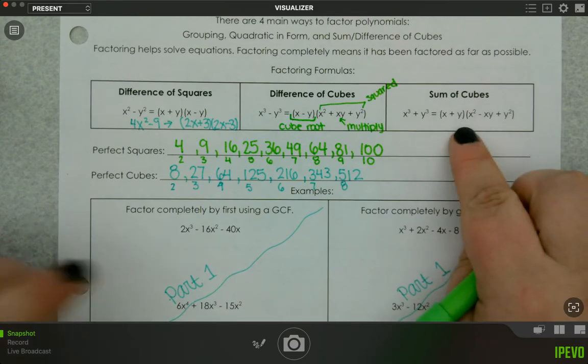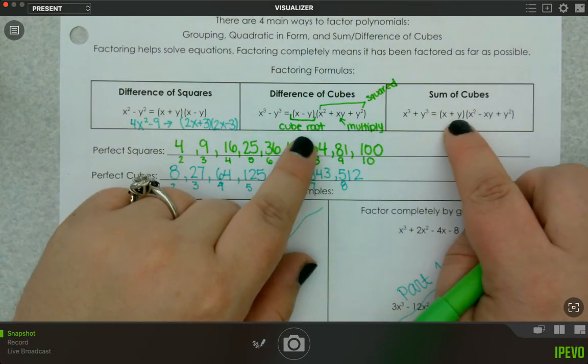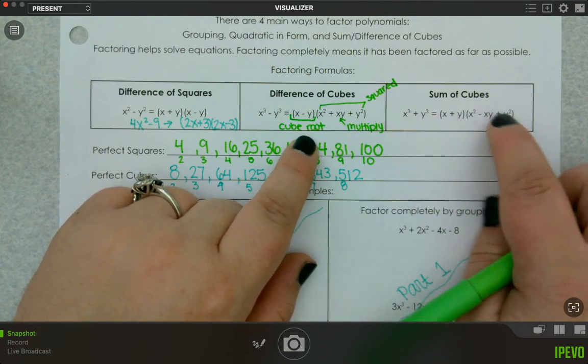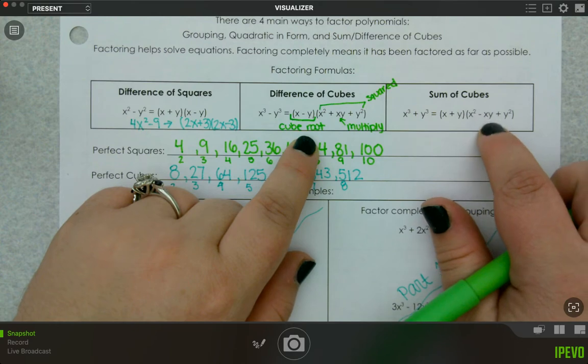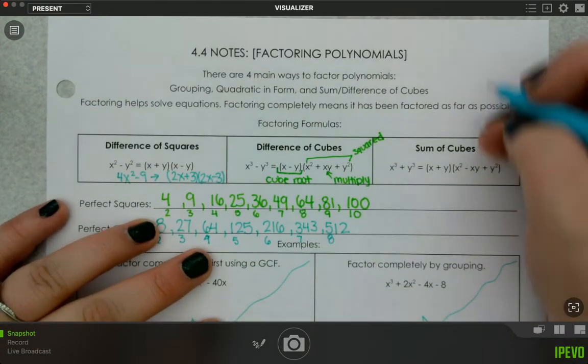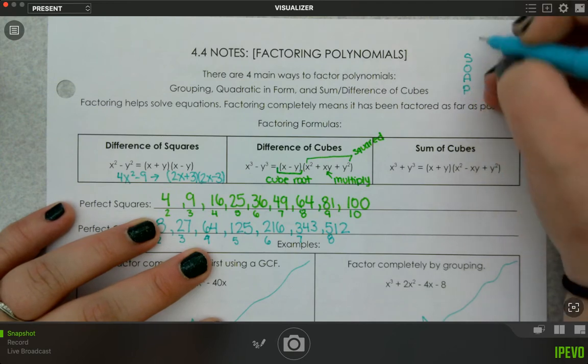It's the same thing over here, but you'll notice that the signs are a little different. This is still the cube root of these. These two are still the squareds, and it's still multiplied in the middle. I have a trick for you on the signs, and it's called SOAP. And I'm going to write it up here in the corner.